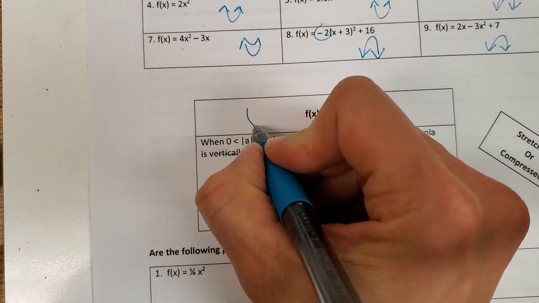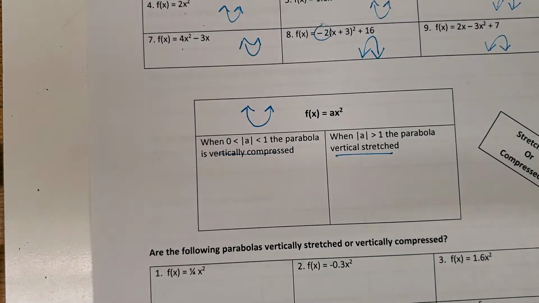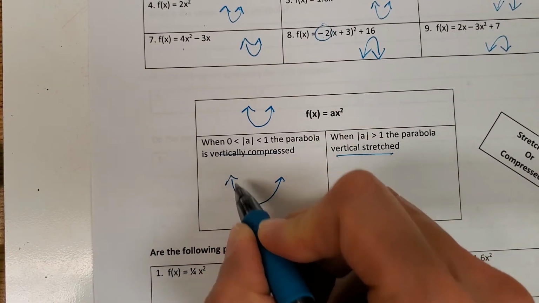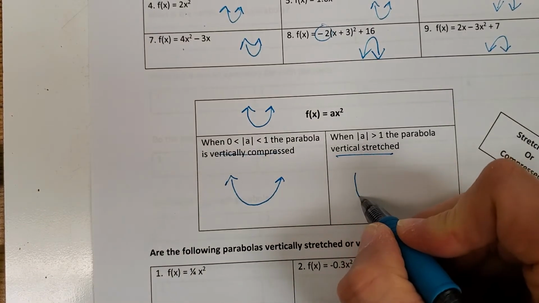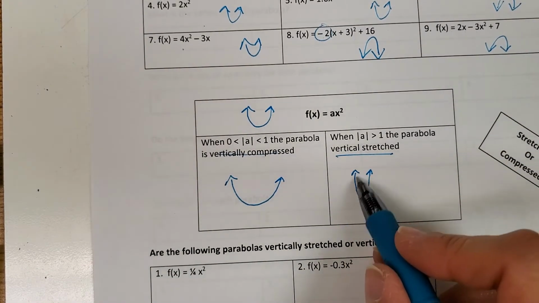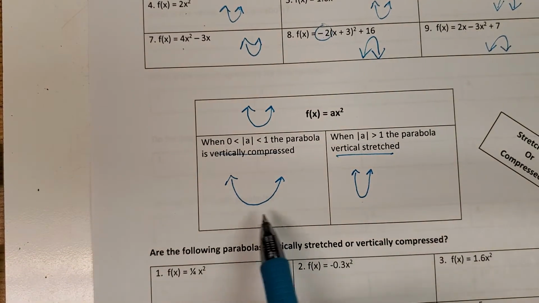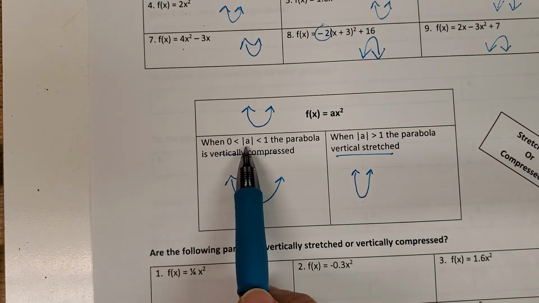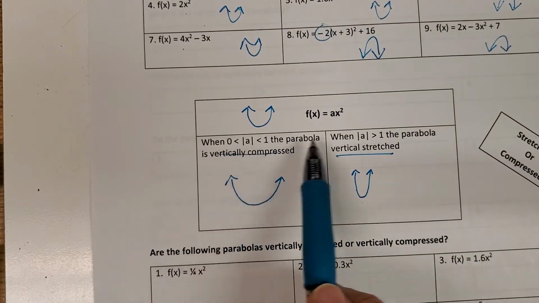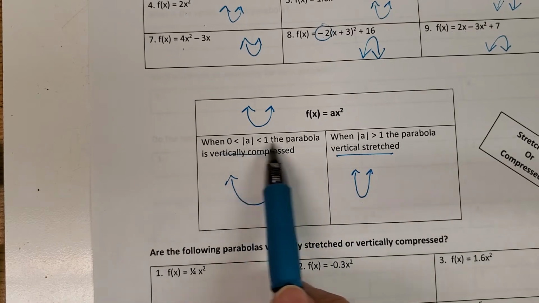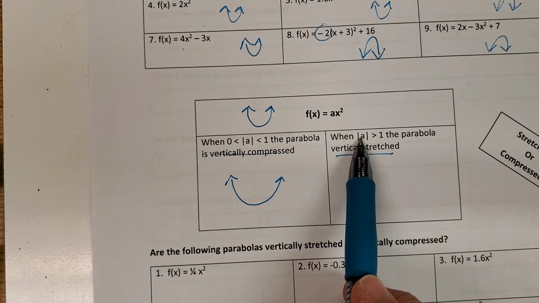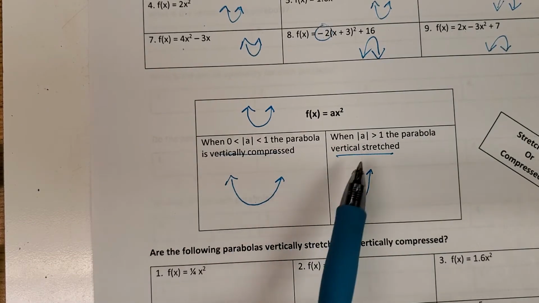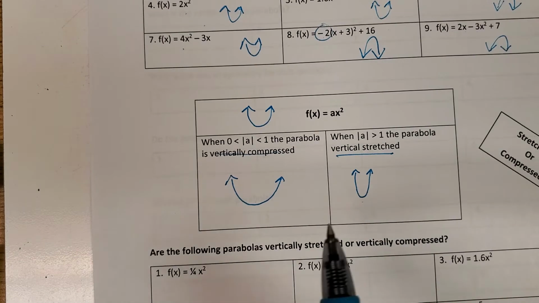For example, if this was the regular one, then a vertically compressed one would be wider. It would look more like that, and a vertically stretched one would look like that. So it would go up steeper or go up slower. So that's what we mean when we say vertically compressed or vertically stretched. And notice this is the absolute value of A. So we ignore the negative or positive here and just look at the absolute value of A. If it's between 0 and 1, it's vertically compressed. If it's bigger than 1, it's vertically stretched.